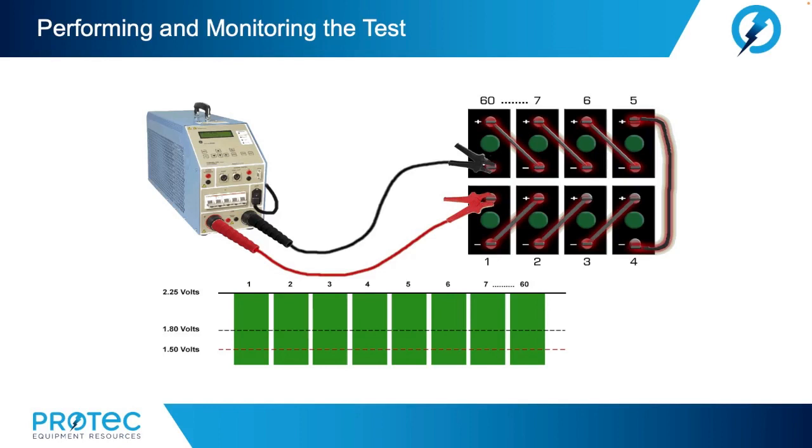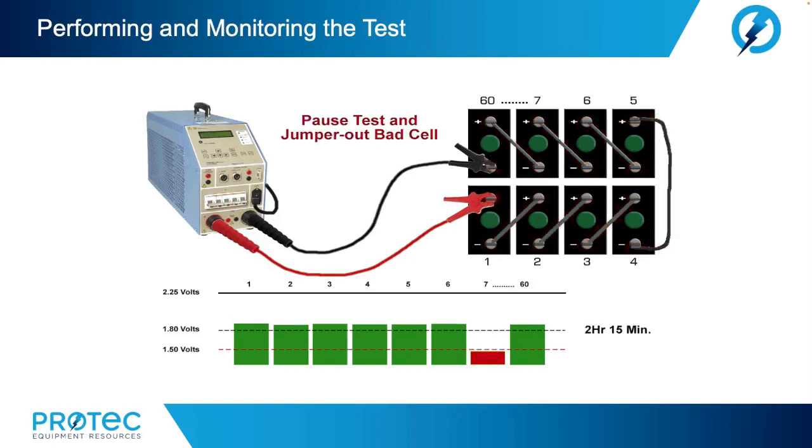All right, now let's talk about performing and monitoring the test. After the temporary battery bank has been connected in parallel and the polarity has been checked, close the disconnect switch and then disconnect the battery to be tested from the charger and any other load. Start the discharge test at the test current that had been established.